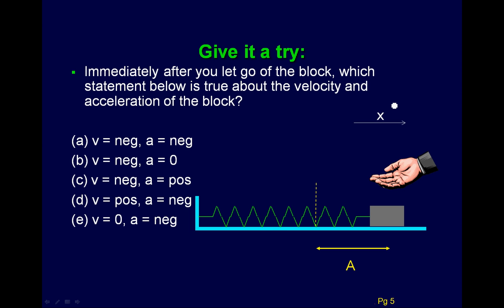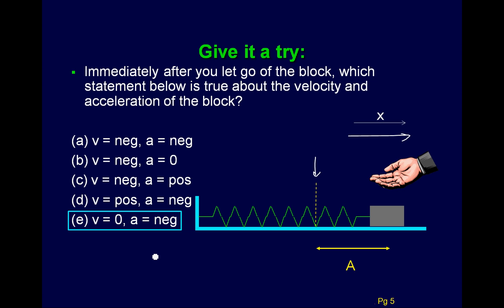Let's think about exactly how this works. Here's a give it a try question. Suppose this hand pulled the block some distance A from its happy point, here's the happy point, and then immediately releases the block. Let's define the positive x direction to be this way. Once you let go of that block, what would be the sign of the velocity and the acceleration for the block? Look over these answers and see what you think.